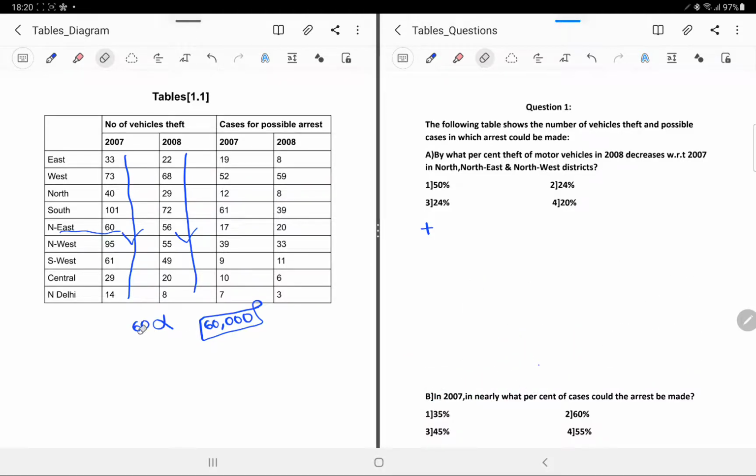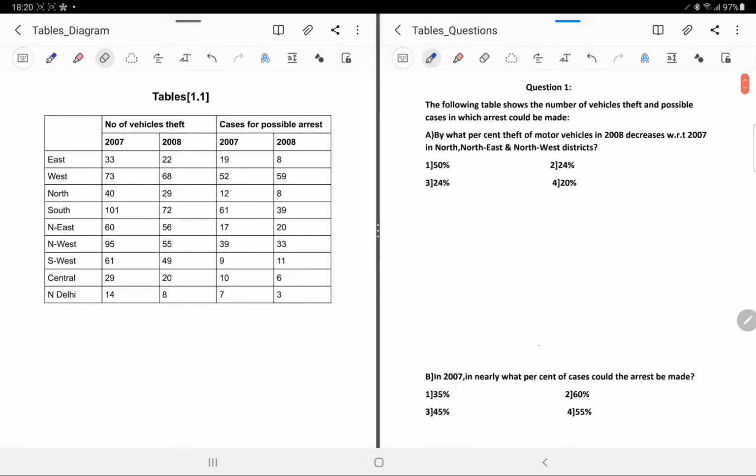So let's rub it off and let's try to solve this question. The first step for this question is... I would also like to mention one thing: as I had already told you earlier, we will try to cover each and every question type of tables, so that in case you find any table in your CAT or XAT exam, you are already aware of that concept or that question type. So we will try to cover almost each and every question type.